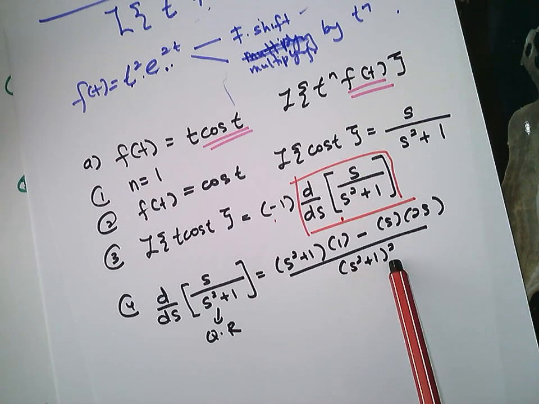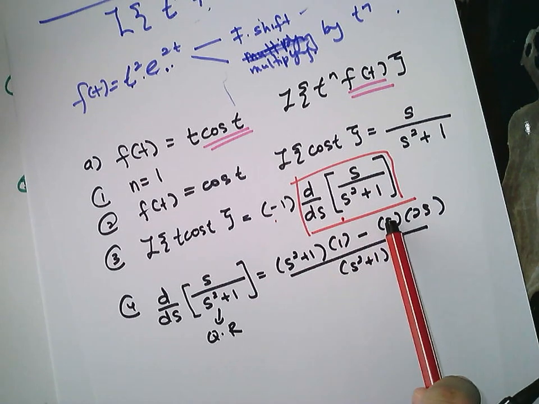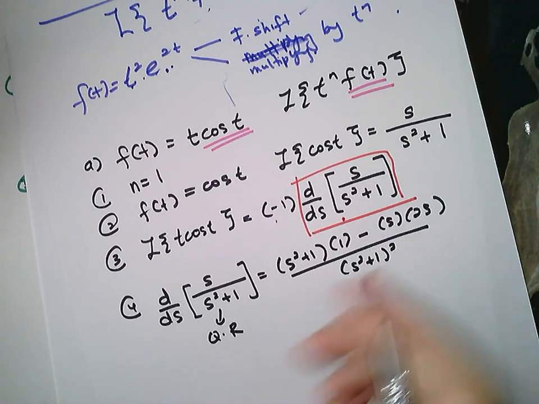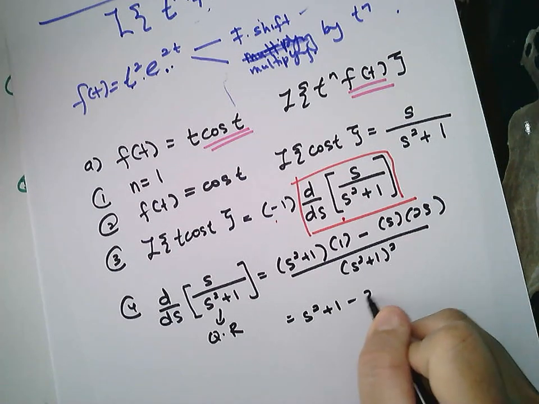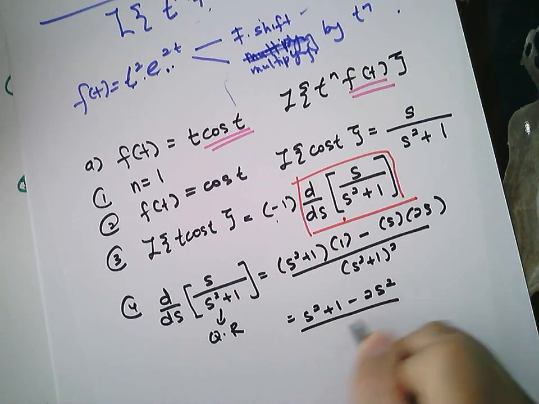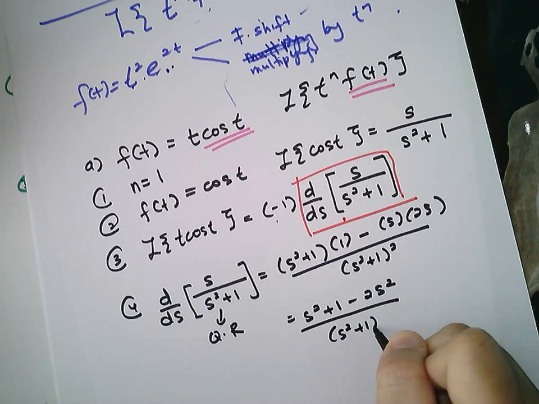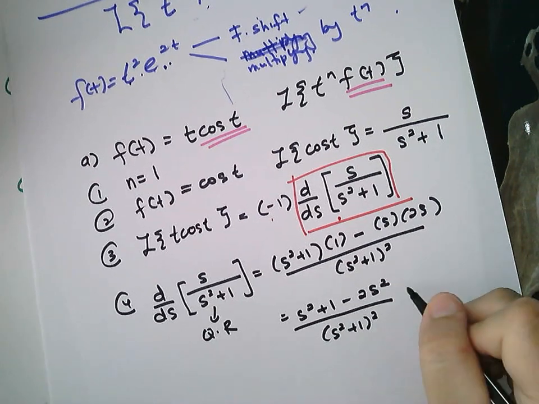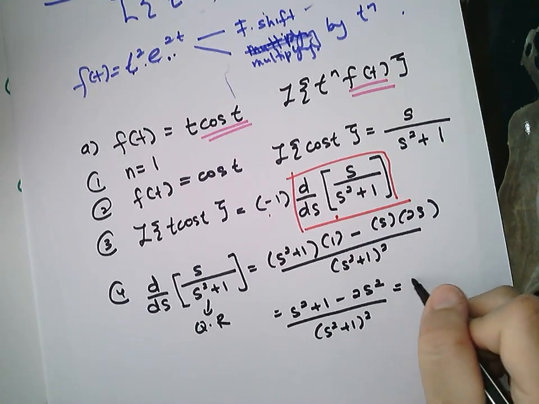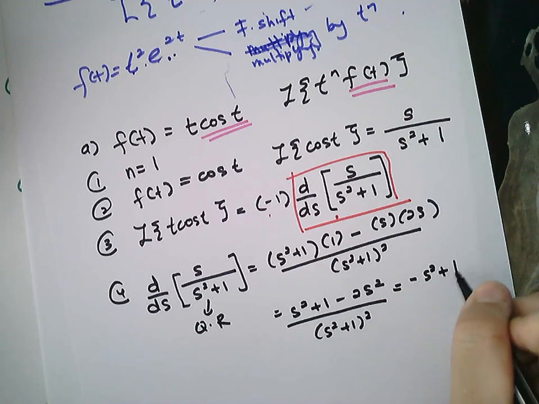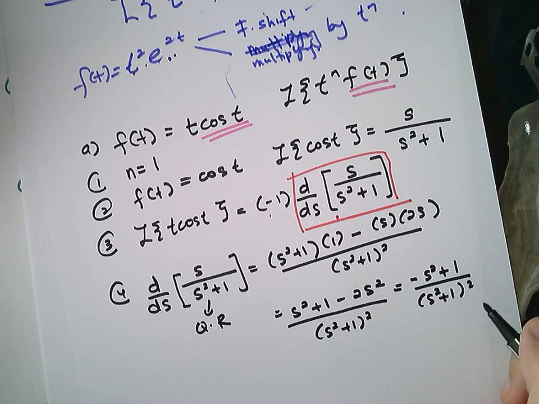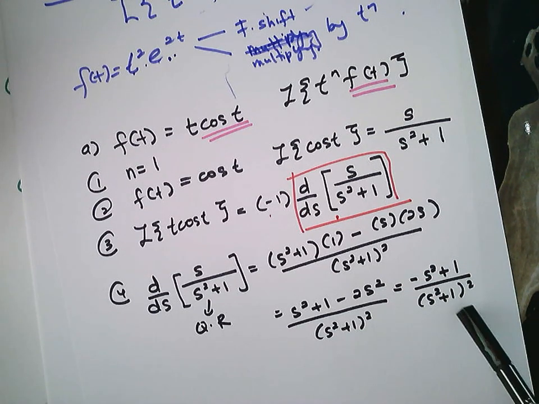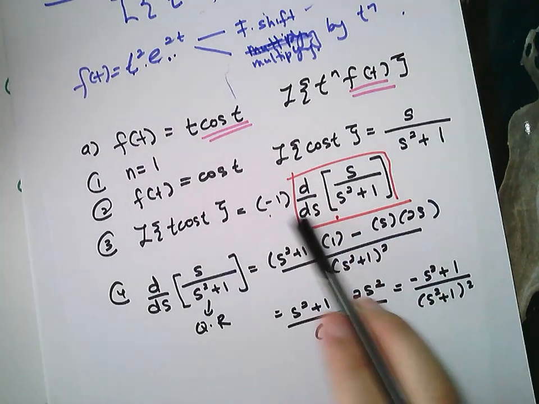It's okay. Expanding and simplifying this will give you s squared plus 1 minus 2s squared over s squared plus 1 the whole thing squared. So therefore you will have negative s squared plus 1 over s squared plus 1 the whole thing squared. So this one is the answer for this part.